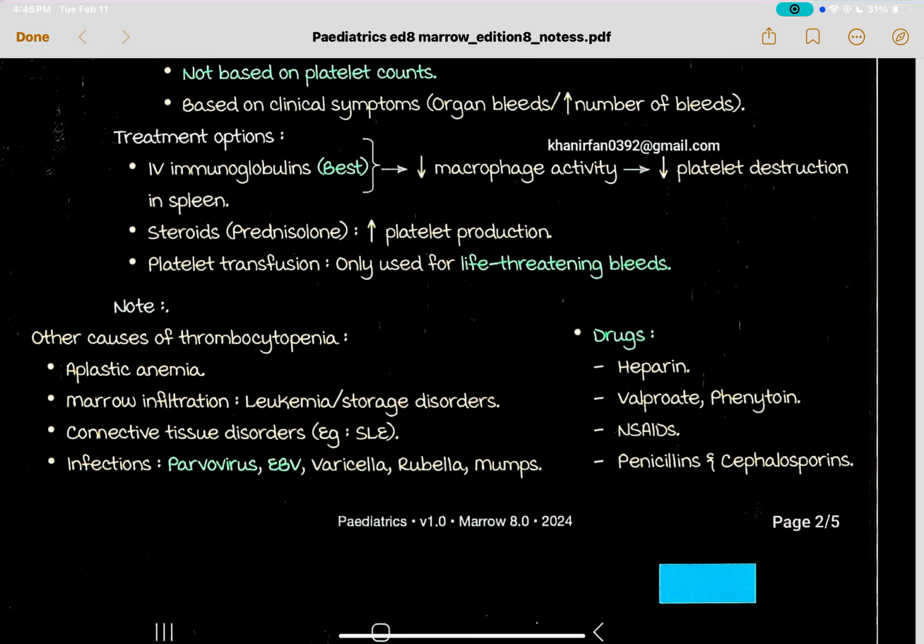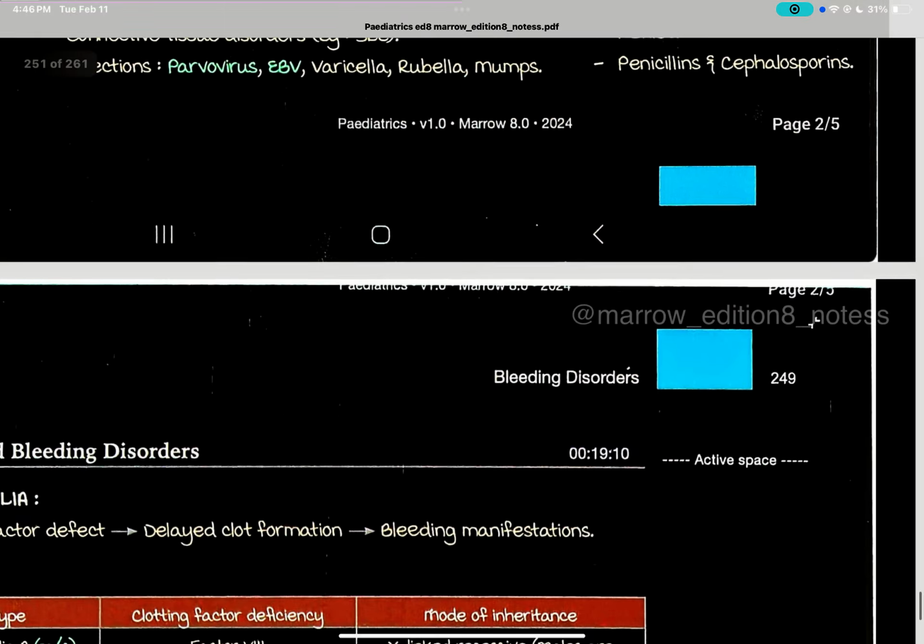Note, other causes of thrombocytopenia are aplastic anemia, marrow infiltration by leukemia and storage disorders, connective tissue disorders like SLE, infections by parvovirus, Epstein-Barr virus, varicella, rubella, and mumps, and drugs like heparin, valproate, phenytoin, NSAIDs, penicillins, and cephalosporins.